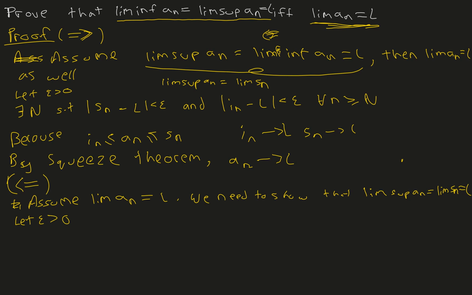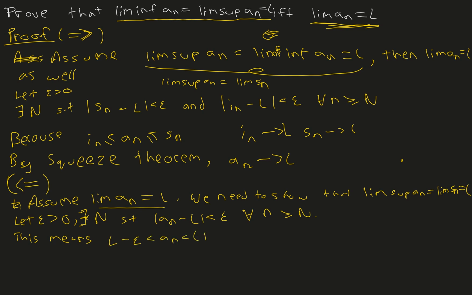Then because the limit of A_n is equal to L, we know there exists N such that |A_n − L| < epsilon for all n greater than or equal to N. So this basically means, because this can be rewritten as L − epsilon < A_n < L + epsilon.